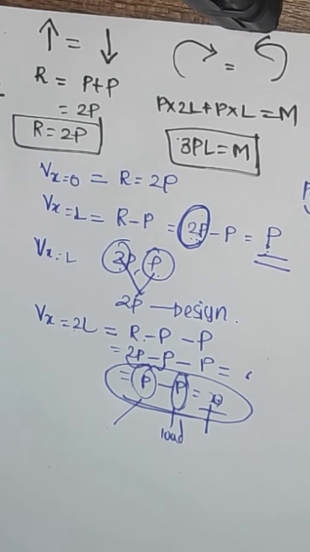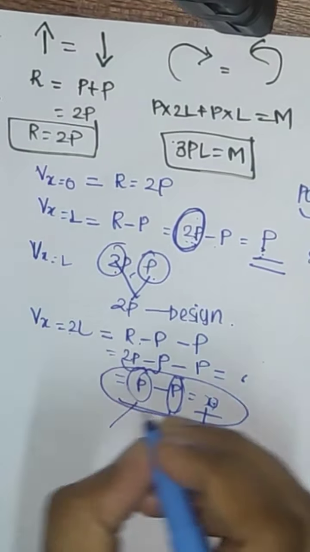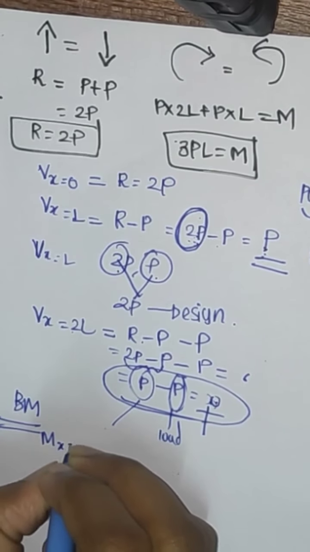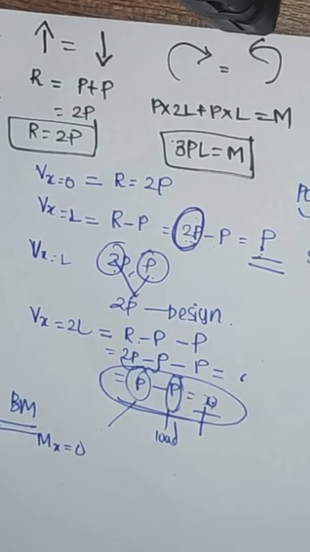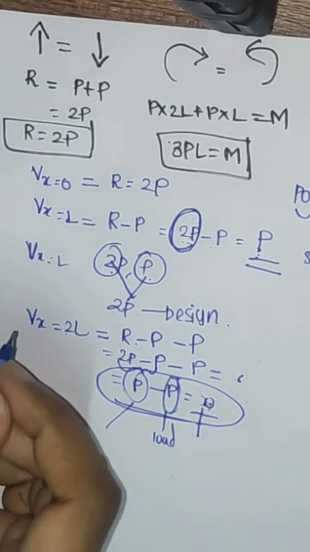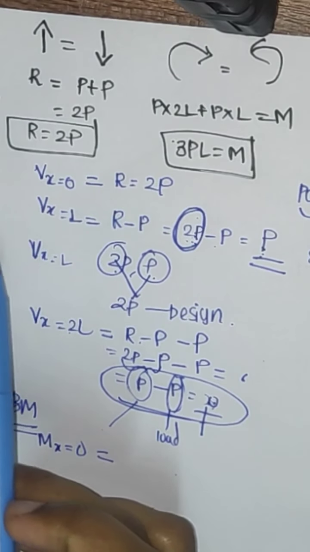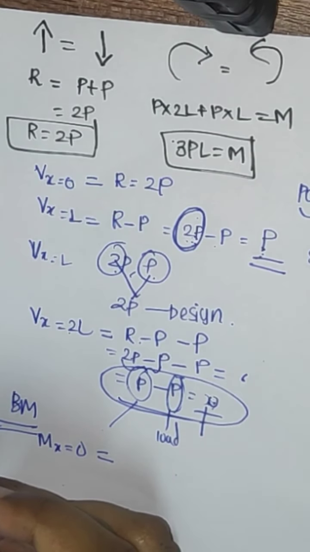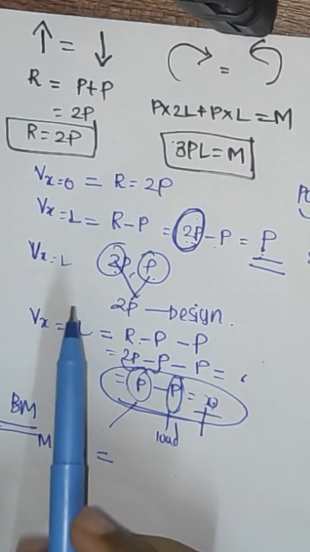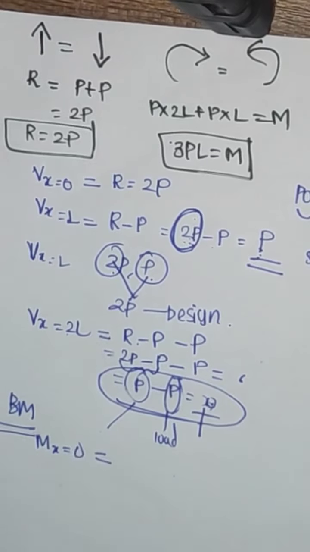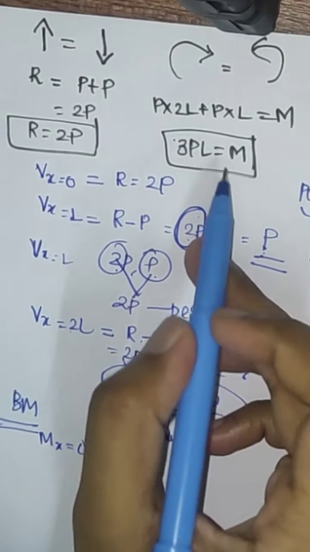Next, to find the bending moment, first the moment at x equal to 0. At x equal to 0, what will be the moment? The moment is in the anti-clockwise direction that we have considered. So the anti-clockwise moment at x equal to 0 will be 3PL. How will we get this 3PL? We got M equal to 3PL.